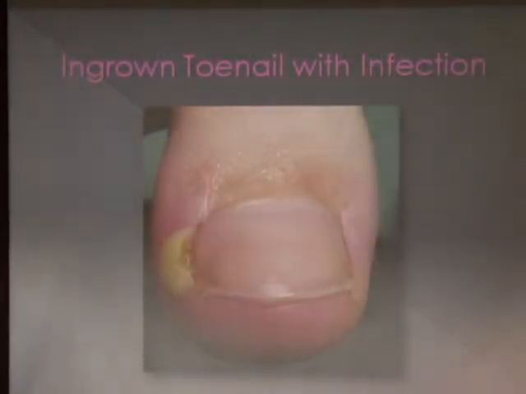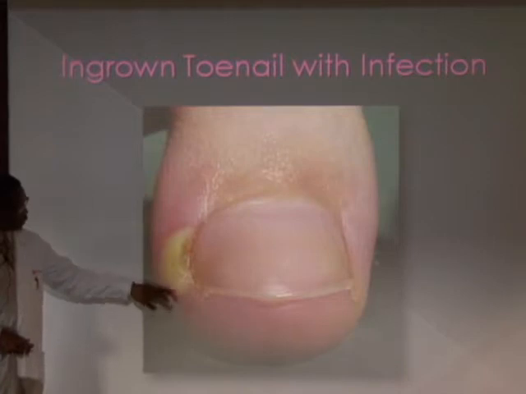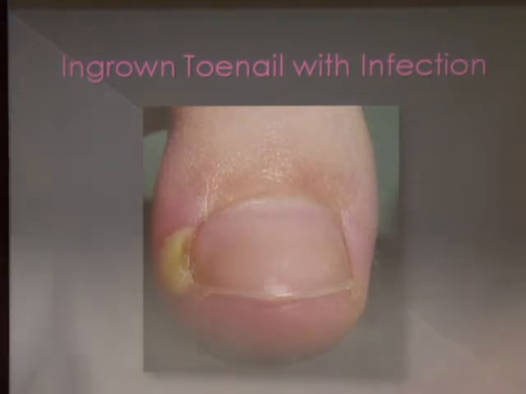As we said, an ingrown toenail can lead to infection. This is an area of infection. Well, we have an ingrown nail, which produces erythema, or redness on the side of the nail, pus formation, and that needs to be surgically taken care of.